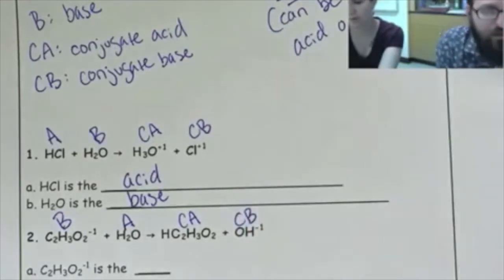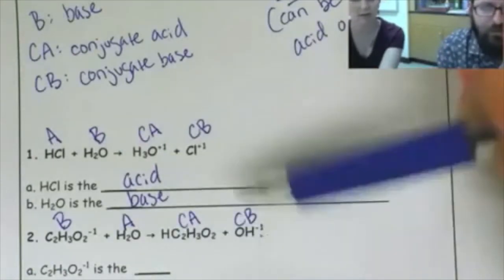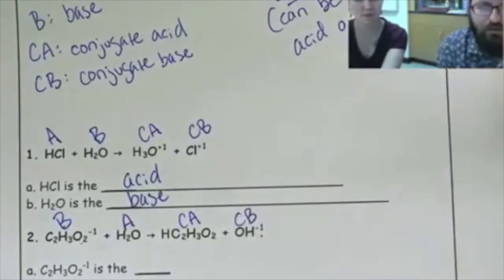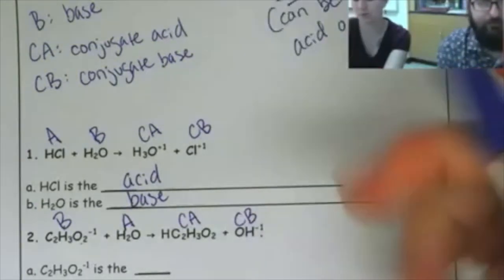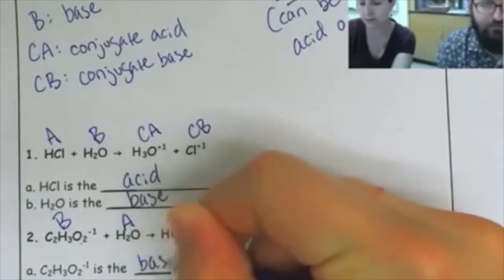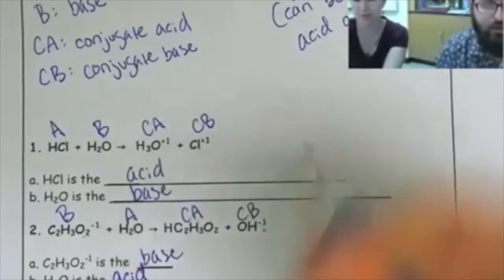There we go. So we see water over here was an acid and then became a base, and the acetate was a base and became an acid. Okay. I think I understand. They kind of switched jobs, right? Right. So the acetate right here is our base, and then H2O is our acid. All right. Great. Pretty simple, right? Yeah.